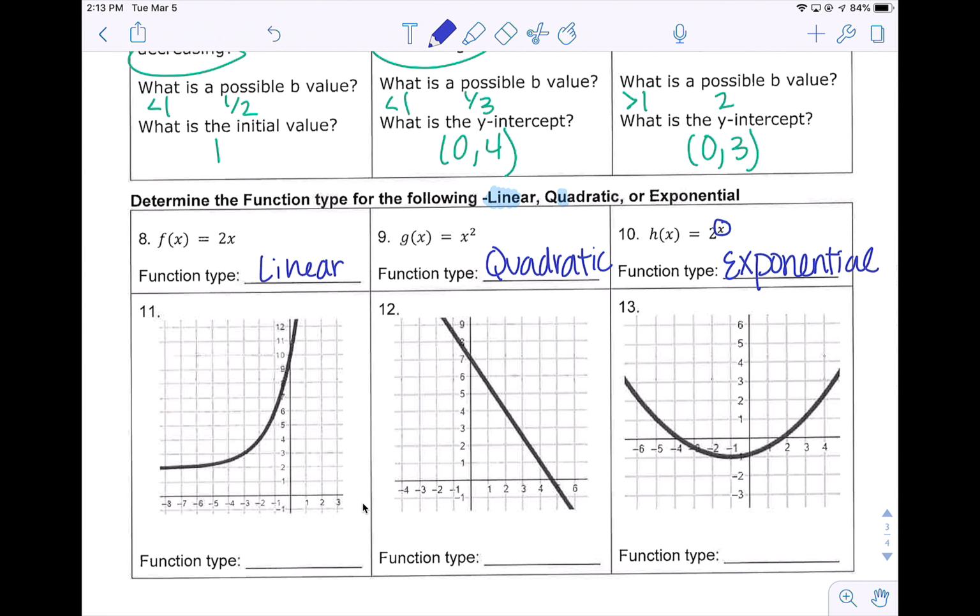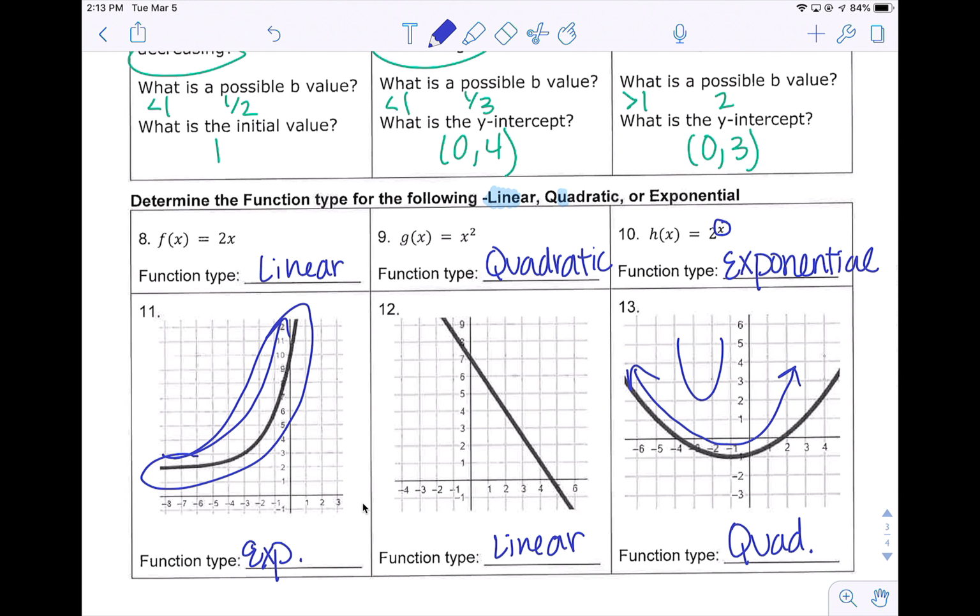Remember all three of these, if you're more familiar with graphs, you could plug all of those into y equals and see what's going on. 11, this one is a curved line, but it does not curve and come back up, so that's going to be exponential. 12 is a straight line, so linear. And then 13 goes down but comes back up, so that would be quadratic. Remember, the U in quadratic goes down and comes back up. So if it looks like a U, then it's quadratic. If it looks like half of a U, like 11, then it's exponential.